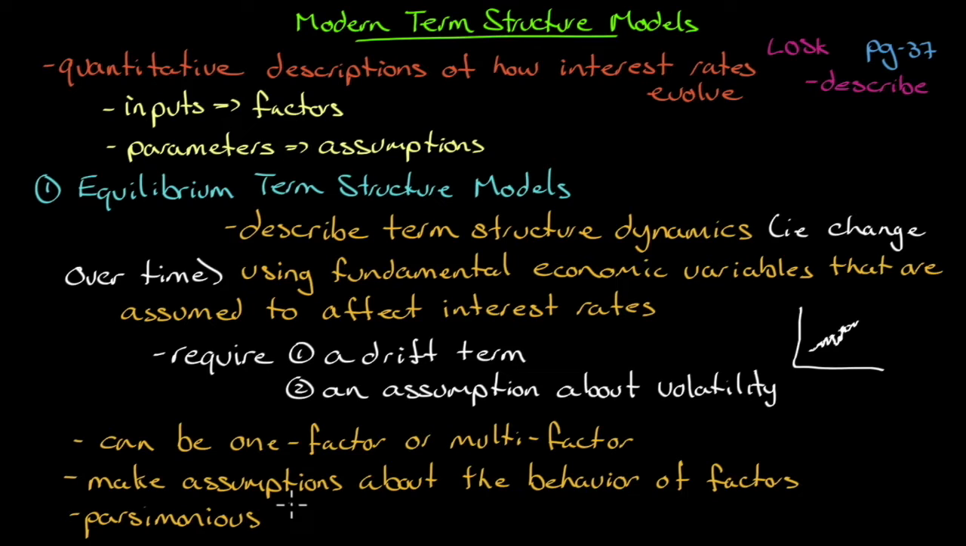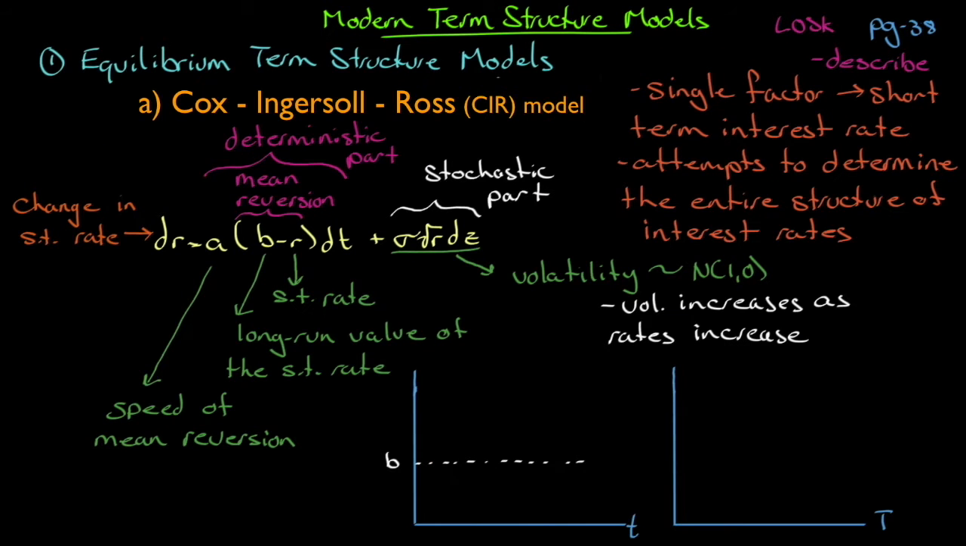So we simplify. So you may look at these models and say, you can't explain things with one or two variables. No, you can't. That's not the point. The point is, does it do a good job? And if it does a good job, that's good enough. All right, the first model we'll look at is the Cox-Ingersoll-Ross model, the CIR model. And let's just go right to the model, and then we'll talk about it after.